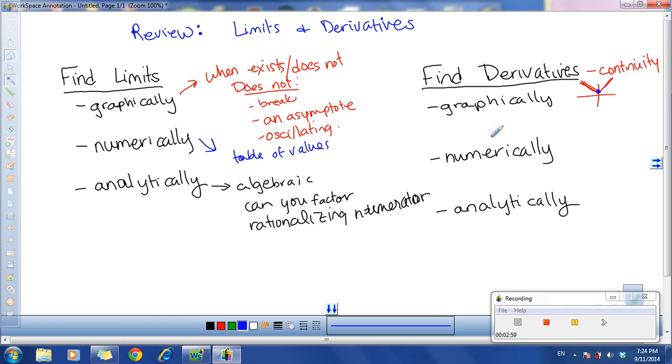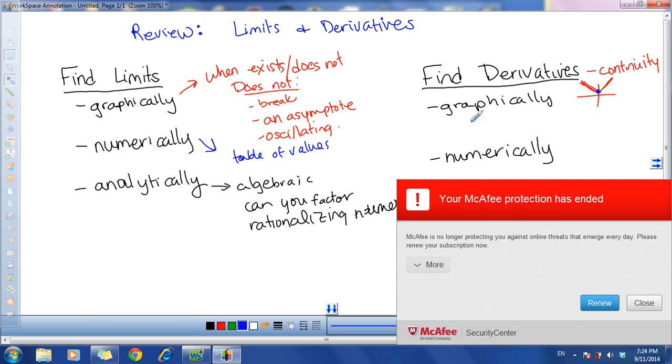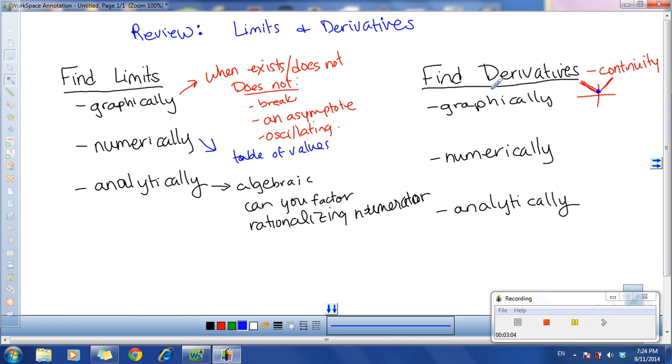So that goes hand in hand with a graphical approach to finding your derivative. You should be able to do that graphically. If I give you a graph, you look at the slopes of your graph, and that will determine where your derivative graph will be. You should be able to do it numerically. This is like when you plug in a number after you find the derivative, and then you should be able to do it analytically.